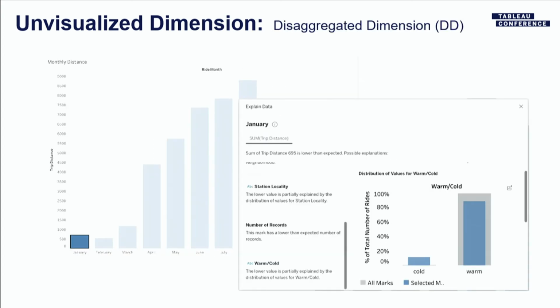So the first type of unvisualized dimension explanation is disaggregated dimensions. Here we're saying, for January, one potential explanation for why distance traveled in January is low is because there were more cold days in January.